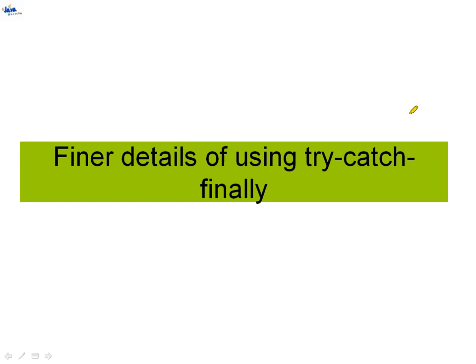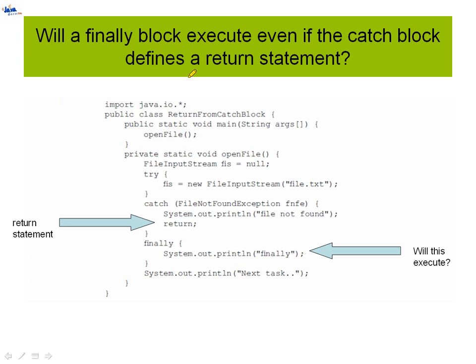Okay. So now that everyone seems to have woken up, let's move on to the finer details of using try, catch, and finally. I have a set of questions here. Let's say we have a finally block and a catch block, and both of these blocks include a return statement. As soon as the return statement is executed in the catch block, will the control go to the finally block? Yes, it would. I think the finally block statement would still be executed.